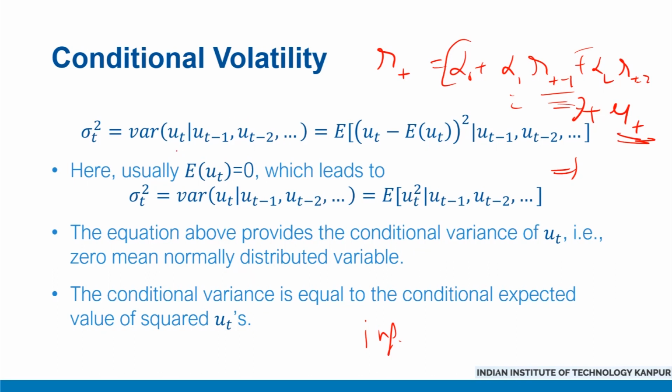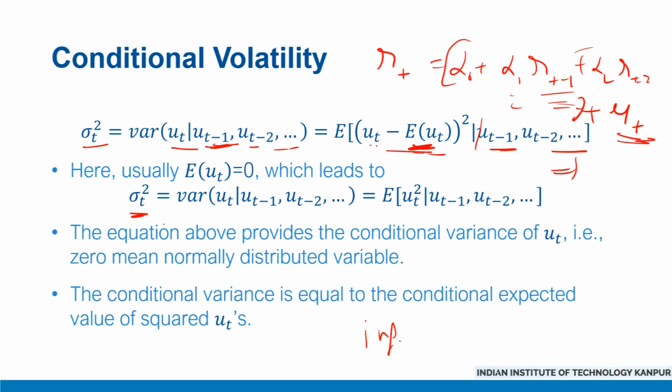Now, the conditional variance of this mu t, or sigma square t, is what we call conditional volatility or conditional variance, which is conditional upon historical information or innovation such as mu t minus 1, mu t minus 2 and so on. As we have said earlier, it is nothing but expected value of mean deviation squares, that is mu t minus expected value of mu t whole square, conditional upon mu t minus 1, mu t minus 2 and so on. Now recall our assumption that this expected value of mu t is 0.